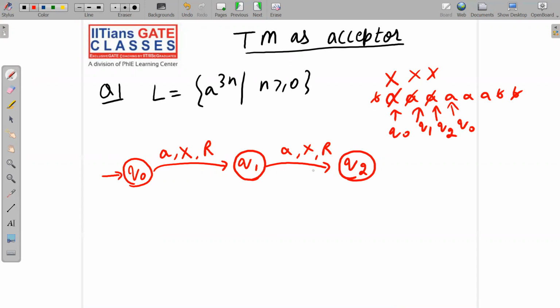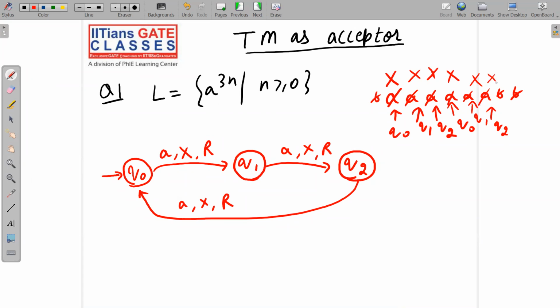So on Q2, A is read from the tape, we make it X and move right. Again, we are at Q0. Now Q0 will read this A, make it X, move right, and we jump to state Q1. Q1 will read A, make it X, move right, state Q2. Q2 will make this A as X, move right, and the state will be Q0.